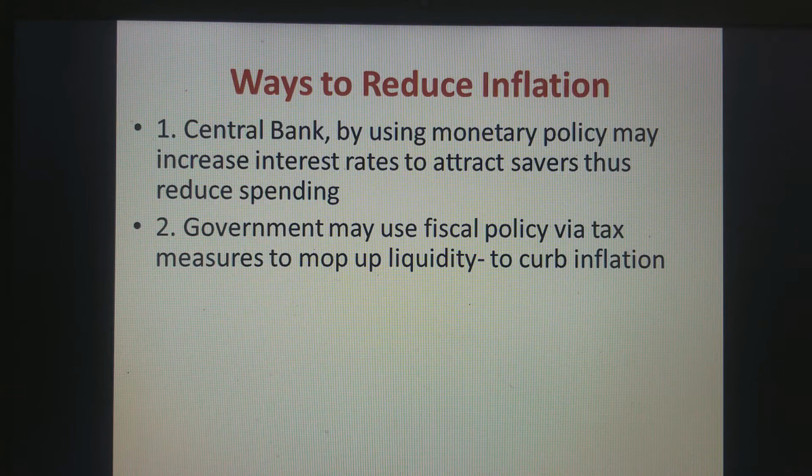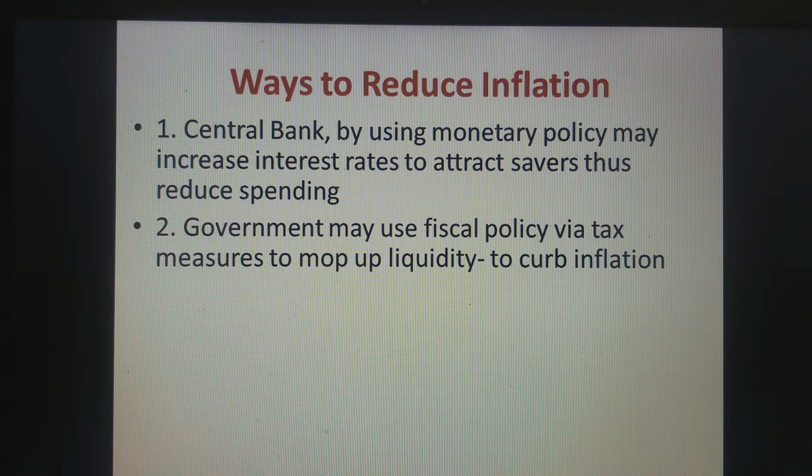Second way that is used to reduce inflation, the government may use fiscal policy via tax. Yes, tax measures to mop up liquidity, to curb the inflation. Remember now, our demand pull inflation is where a lot of money is chasing few goods. So you have a lot of money in the economy. People have a lot of money, and because they have a lot of money, the price of goods go up. So what the government may do is use the measure of taxation.